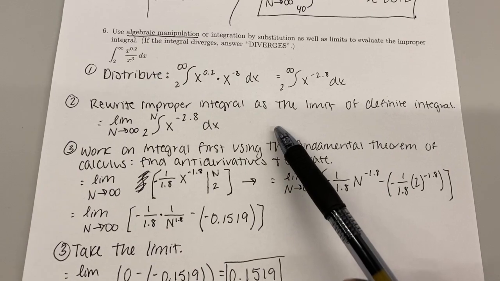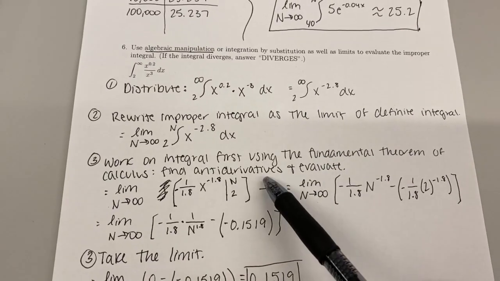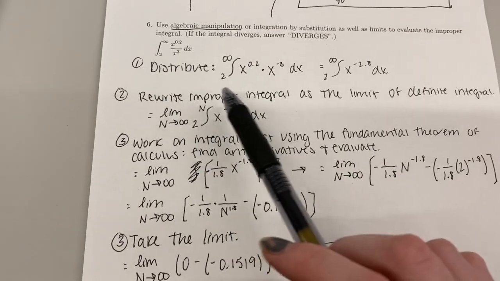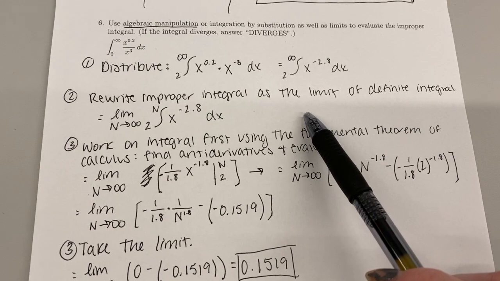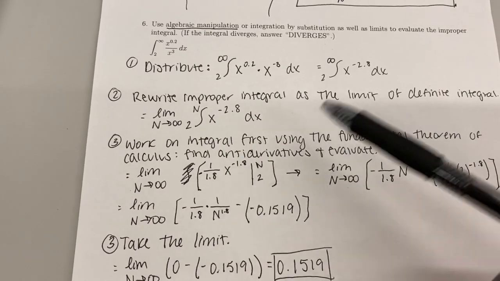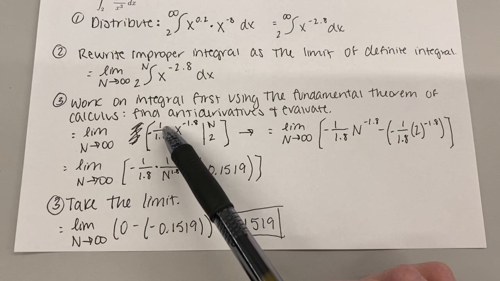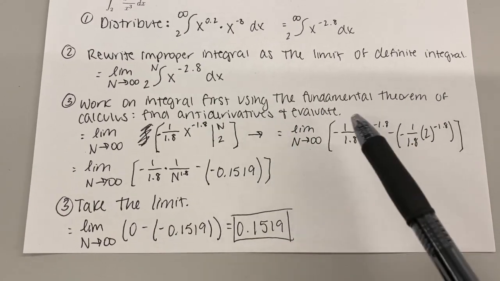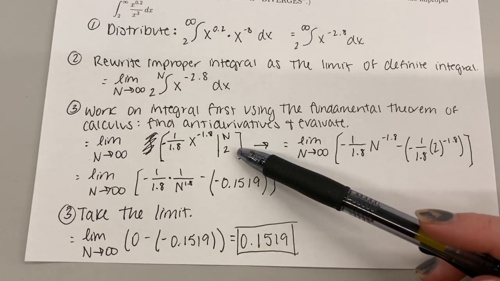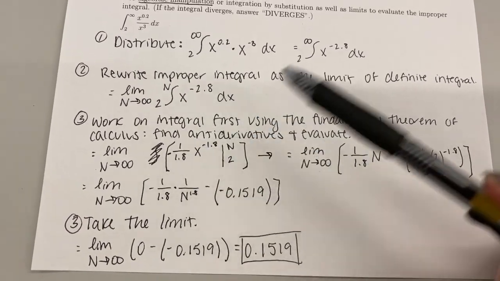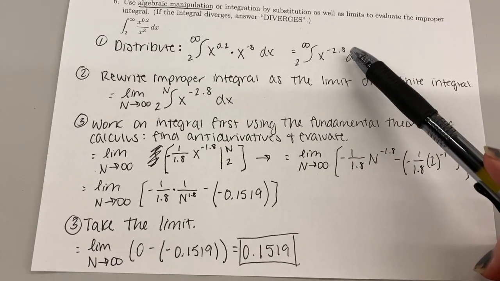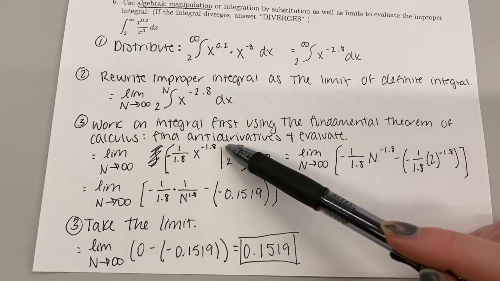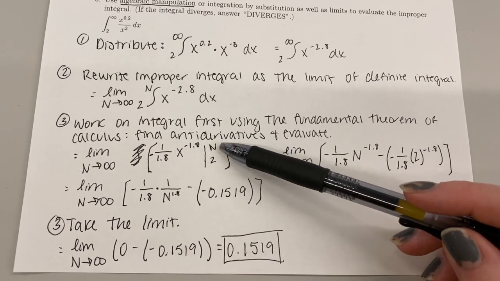Step 2, I used the algebraic method to find the improper integral, so we'll start there. You rewrite the improper integral as the limit of the definite integral, which basically you just write in limit notation. And then step 3, work on the integral first using the fundamental theorem of calculus, and then find the antiderivatives and evaluate. So basically I found the antiderivative. So negative 2.8, you add 1 to the power, so negative 1 over 1.8 x to the negative 1.8, evaluated at n and 2.